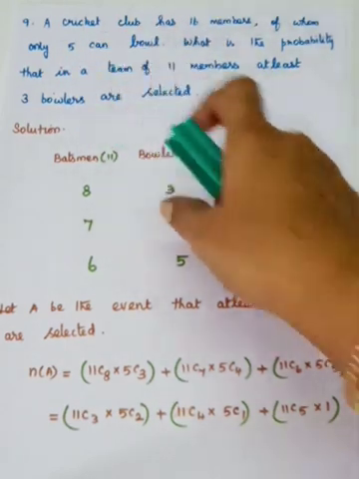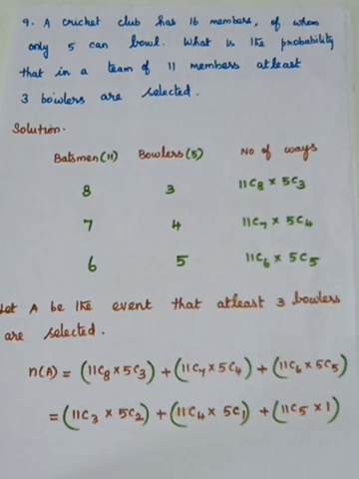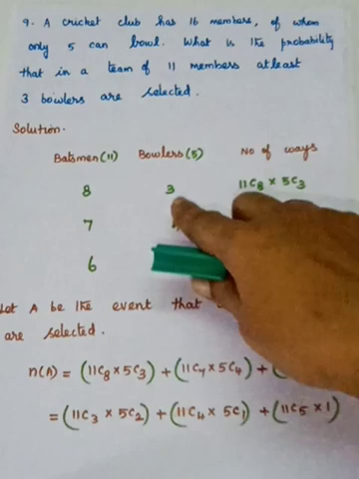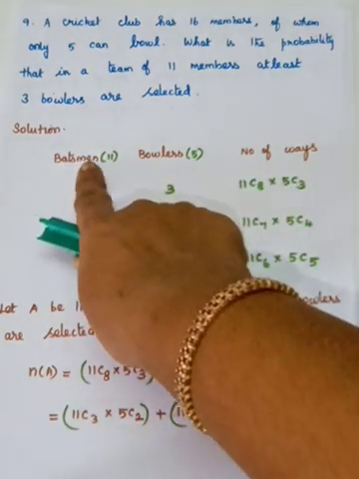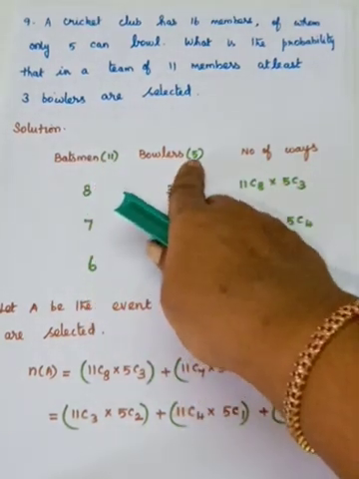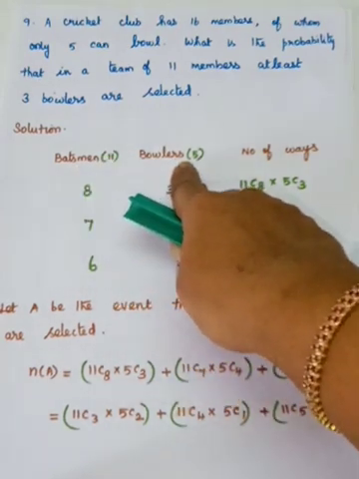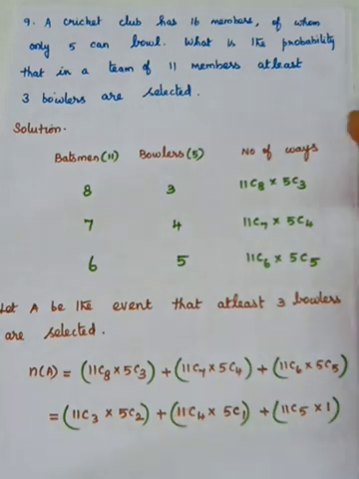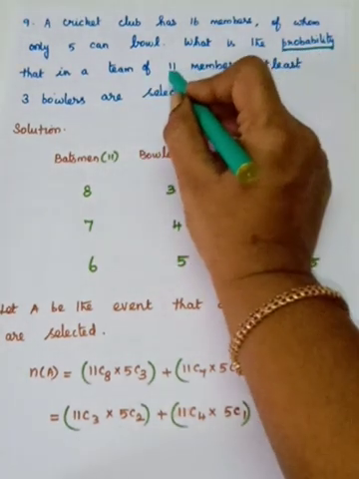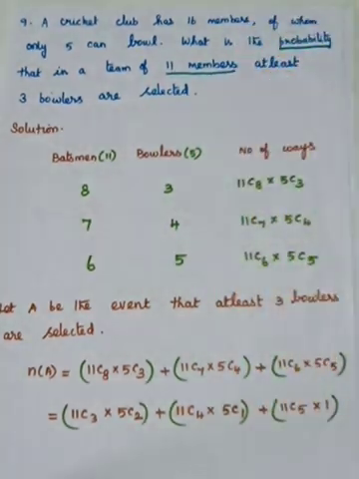So bowlers are 5. So how many batsmen out of 16? 5 bowlers means 11 batsmen are there. Okay, so that's why I have written batsmen 11 and bowlers 5. So here I have written the total number of batsmen and bowlers. Okay, so what is the probability? We have to find the probability. In a team of 11 members, that means what? In the 16 members, we have to form a team having 11 members.